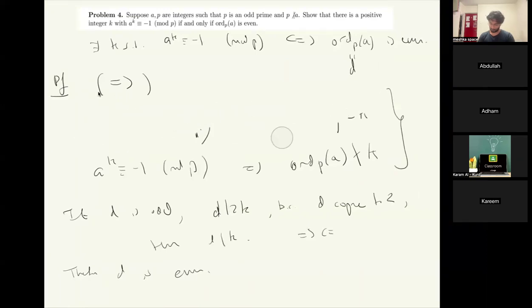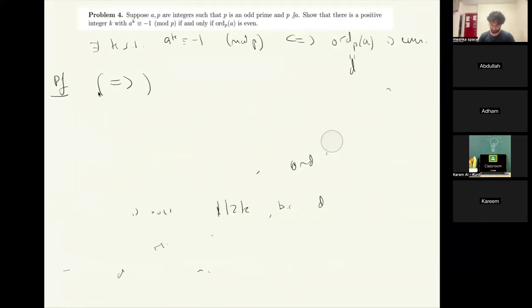So now let's look at the reverse implication. Now you want to show that if the order is even, then there's a power that's -1. Okay, so how do we do this? So assume the order, we called it D, right? So assume D is even. Now what? D over 2 is an integer. And what do you do with D over 2?